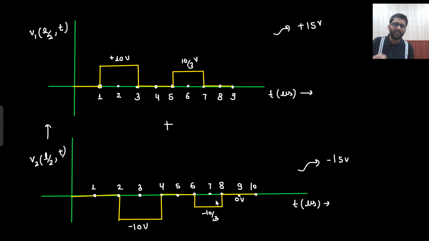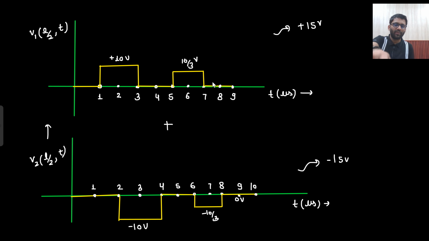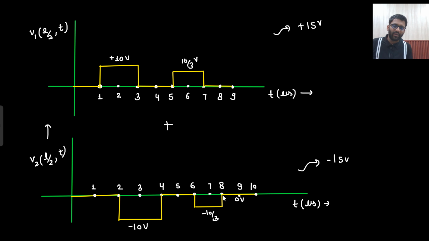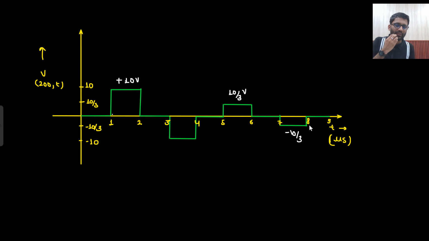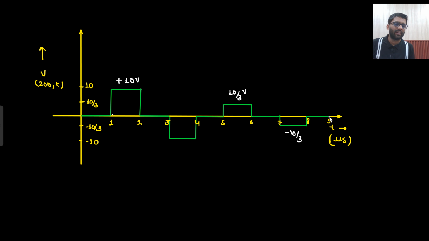Then 6 to 7, minus 10 by 3 and plus 10 by 3, that will be 0. Then 7 to 8 is 0 minus 10 by 3, that means minus 10 by 3. Then 8 to 9, here 0, here also 0. So 8 to 9, this is 0. So in that manner we are going. Then 9 to 10, what we are getting, we don't care. But till 9 microsecond we have drawn the waveform. Very easily we have drawn it. I hope this is clear to you.